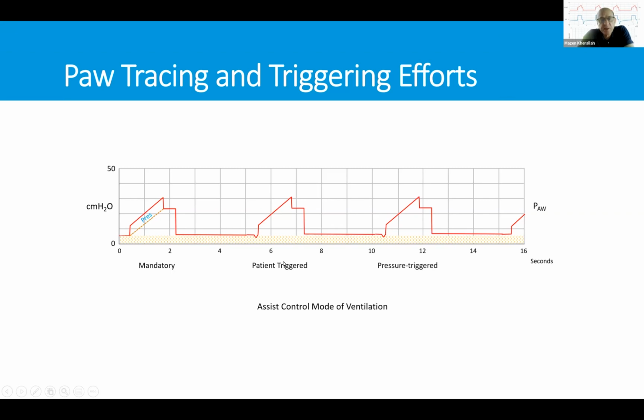And you can decide whether you want to sense the pressure or the flow. In this example here, the machine is sensing the pressure, meaning that the patient needs to drop the pressure in the trachea in order to trigger the ventilator. And you can set that trigger level at -2, -3, or -4 centimeters of water. The lower the trigger level, meaning the -4 or -5 is lower, the higher the effort that the patient needs to exert in order to trigger the ventilator.